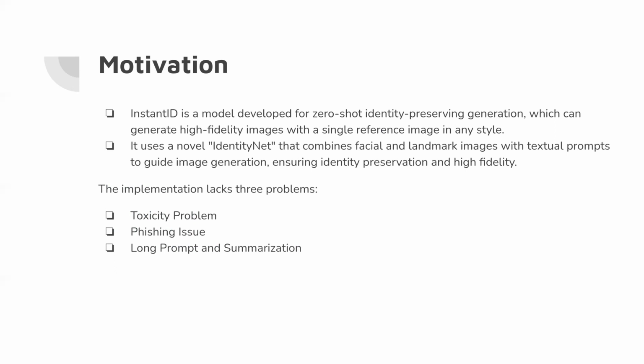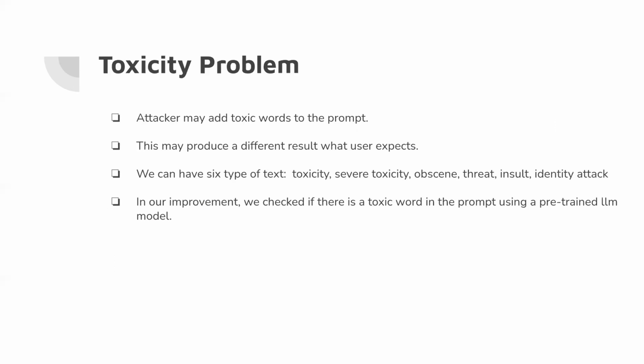The implementation lacks three things, as I found: one is the toxicity problem, another is the phishing issue, and the third is long prompts and summarization. The toxicity problem is that an attacker may add toxic words to the prompt. This may produce a different result from what the user expects. We have six types of toxicity: toxicity, severe toxicity, obscene, threat, insult, and identity attack. In our improvement, we checked if there is a toxic word in the prompt using a pretrained LLM model.